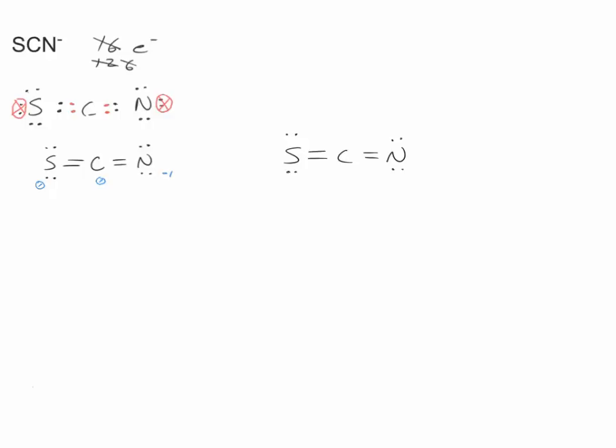And one thing I think I forgot in the last example is because of its charge, we should put square brackets around it with the charge on the outside to indicate that we do indeed know that this is an ion.